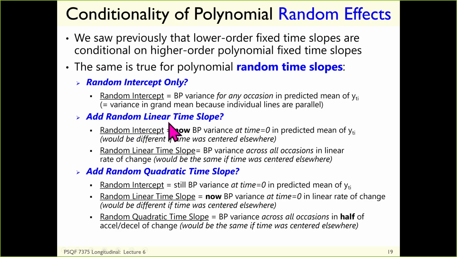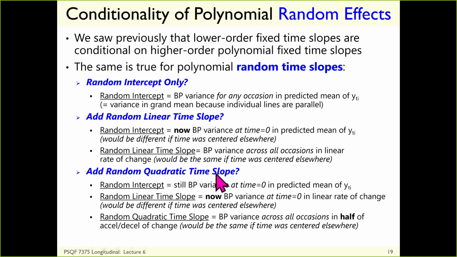If I add a random linear time slope, then the intercept is no longer referring to between person differences in the mean. It's between person differences at time 0 specifically, because what happens is that different slopes imply people spread out. So the U that you would have at the ending occasion is different than the U that you would have at the beginning. If the random linear time slope is the highest order term in the model, then it has the variance in the linear rate of change, period. Unconditional. There's only one number.